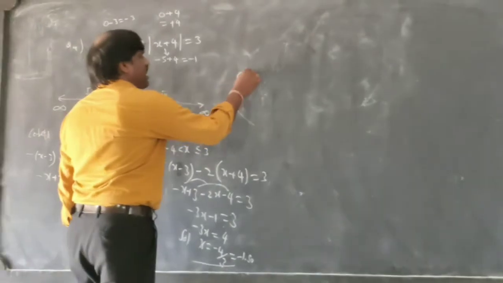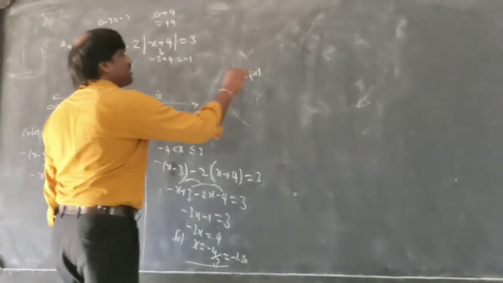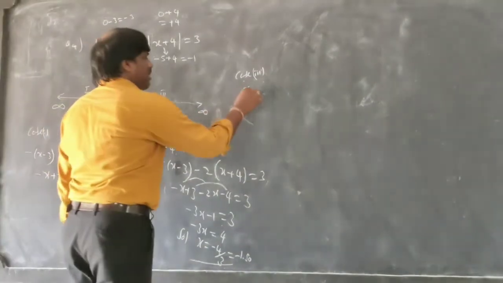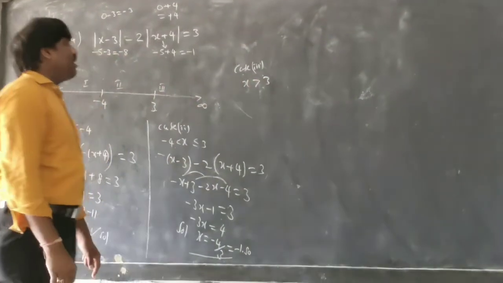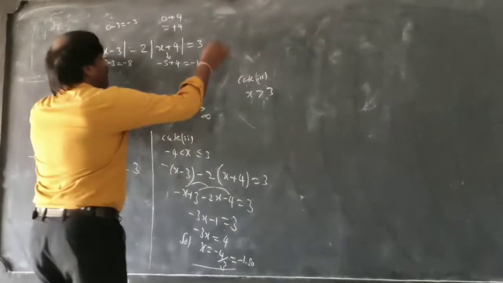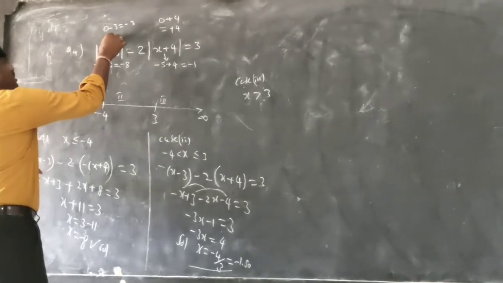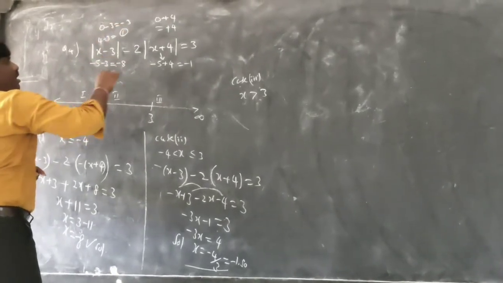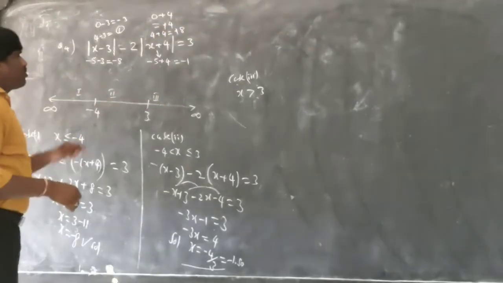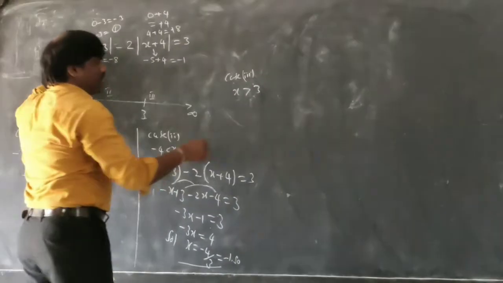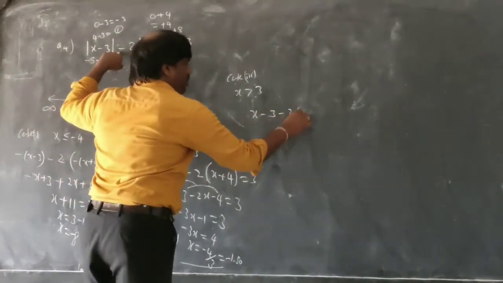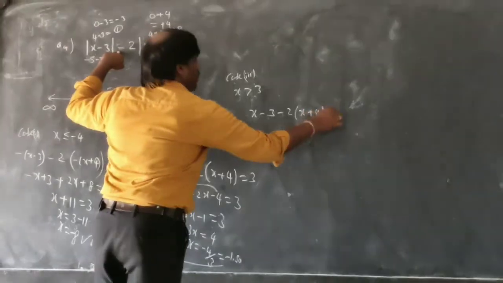Let us go for case 3 here. What I am going to take here, case 3: x is greater than 3. Let us take any number greater than 3, say 4. 4 minus 3 is positive 1, and 4 plus 4 is positive 8. So I can open this x minus 3 as positive, and minus 2 into this also with positive, is equal to 3.